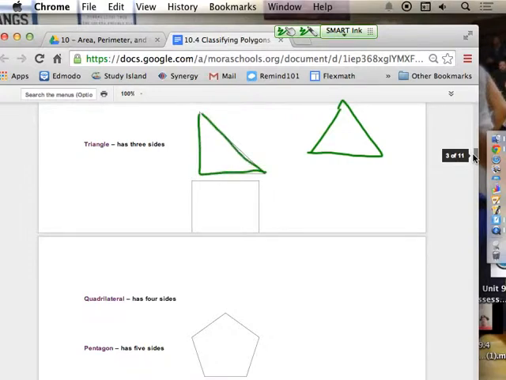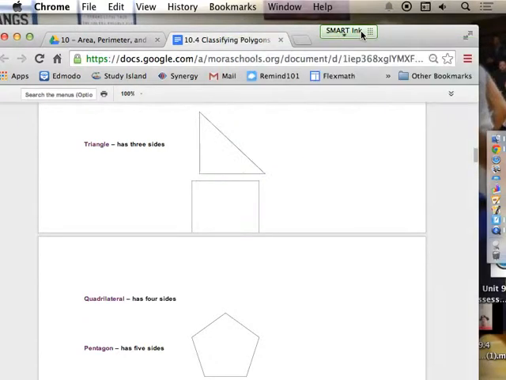This one looks like it's irregular. It happens to be a right one, but it looks like it's irregular. Okay? Because why? Because not all the sides are equal. All right. Next one, quadrilateral.